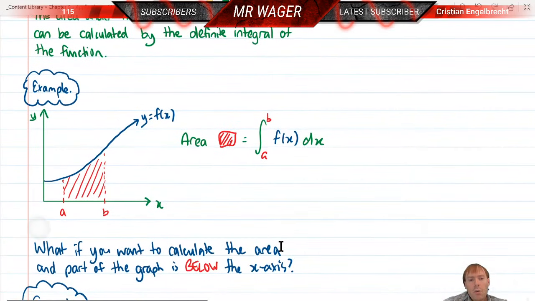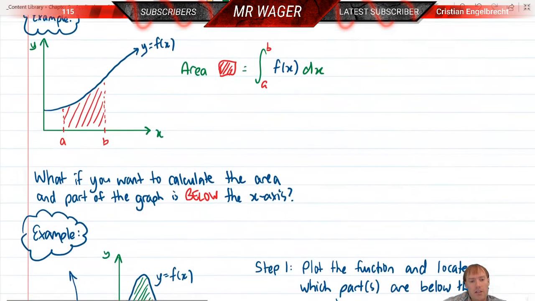But what if you want to calculate the area and part of the graph is below the x-axis? That's what we're going to be focusing on today. So some parts of the graph are trapped, but it's underneath the x-axis. How does that change things?